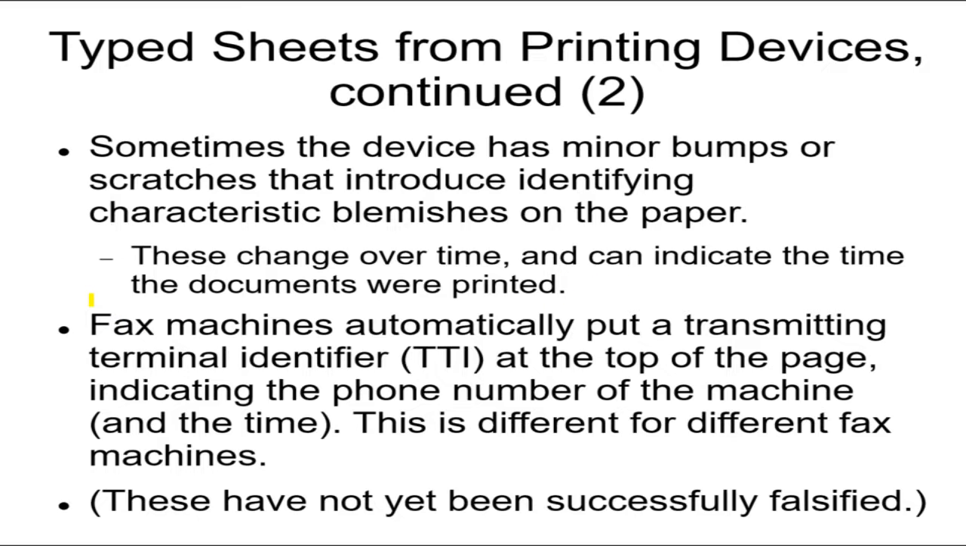Another thing, when it comes to fax machines: fax machines often use printers or printing devices to print it out, so everything we said before is true for fax machines, but there's an additional idea for a fax machine. They automatically put what they call a transmitting terminal identifier at the top of their page. This has the phone number of the machine and the time that it was sent. So if our question document has that, that kind of tells us where it came from. And it's different for different fax machines, so we can often tell the fax machine that it came from. So not just the phone number, not just the place, but also the kind of fax machine sometimes.